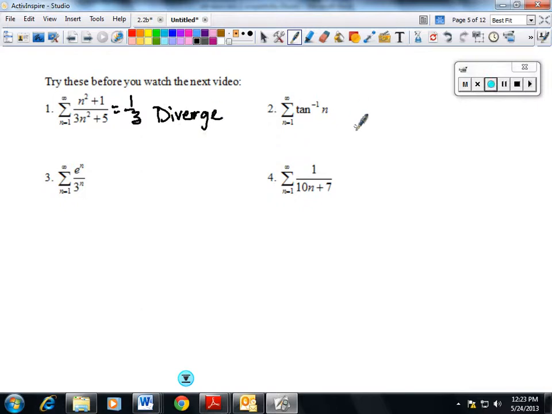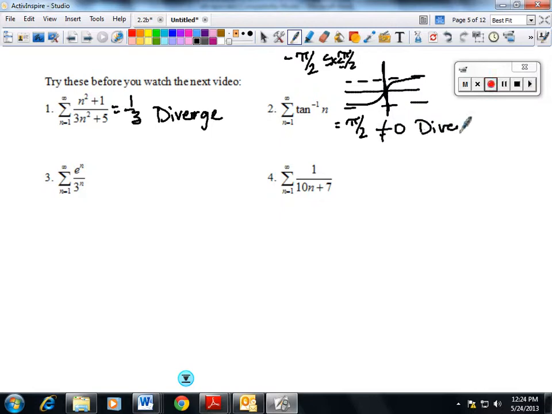This one, if we think about the graph of tan inverse as it goes to infinity, I don't know if you remember this from pre-cal or not, the graph actually looks like this. Tan inverse is defined between -pi/2 and pi/2, and as we go to infinity, as far as we can possibly go, it goes to pi/2. Because that limit is not 0, it's going to diverge.